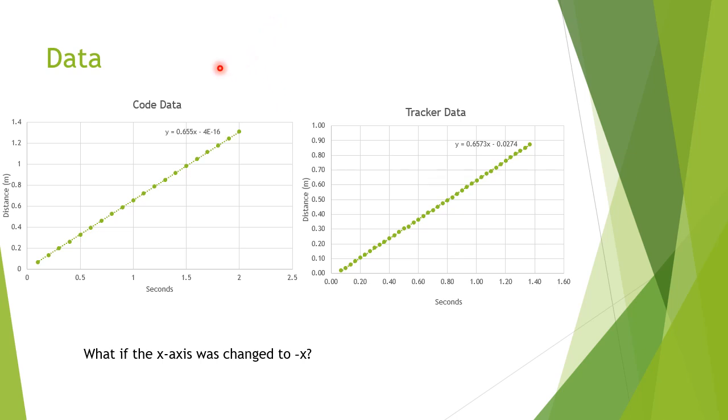Here is the output given by both the tracker and the code. As you can see, they're very similar with small variations as you follow this tracker line, and that would be due to human error throughout the clicking. And there is no variation with the code, it is just an exact value. And if you were to change the positive x-axis to a negative x-axis for both of these graphs, it would give the same magnitude of slope, but it would be a negative value.